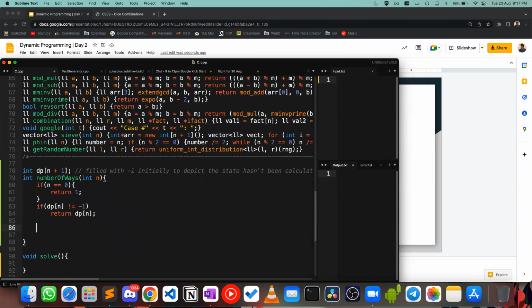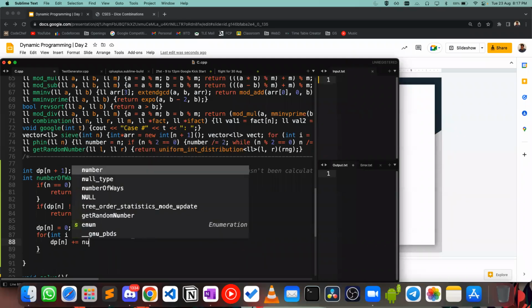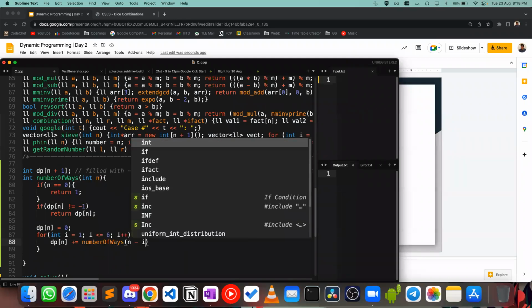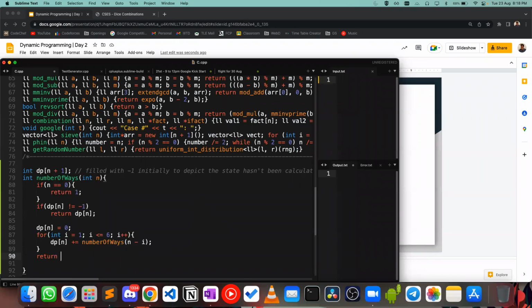Now, after that, we know that this state hasn't been calculated, so we need to calculate it. So what we'll do is this. For int i equal to 1, i less than or equal to 6, i plus plus, first of all, we can say DP of n is equal to 0, and then we can sum it up. DP of n plus equals number of ways of n minus i, and then at the end, we can return DP of n.